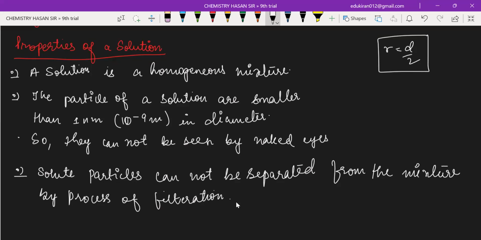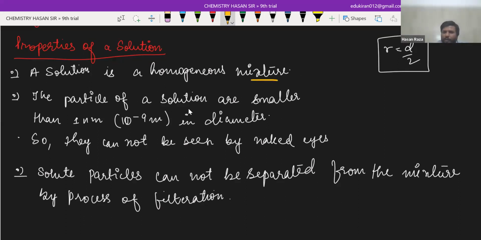Now see, as you know, I told you that a solution is a homogeneous mixture. You know that the particles of a solution are smaller than 1 nanometer. That's why we are not able to see with naked eyes. Also, solute particles cannot be separated from the mixture by process of filtration because the size of solute particles is smaller. Is that clear? Yes, sir.